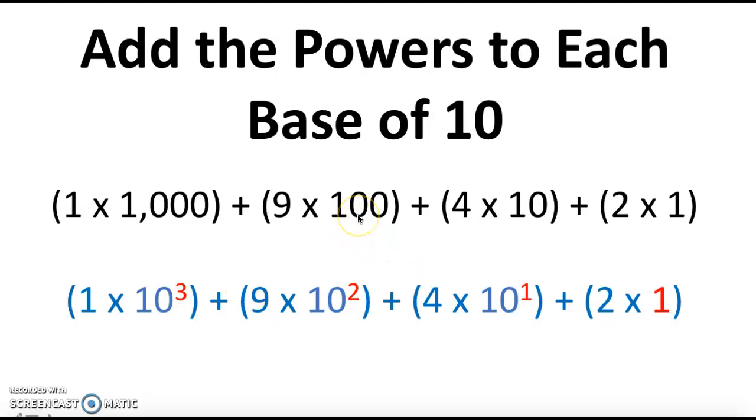Same for 100. Count up the zeros, 1, 2. That's going to be your exponent, 10 to the second power. And for the 10, it's a little bit different because there's only one zero. So all you need to do is put 10 to the first power, and that represents the same as 10. Now looking over to our ones place, we know that this is not the tens place, so there's not going to be an exponent that you need to put a power of 10.